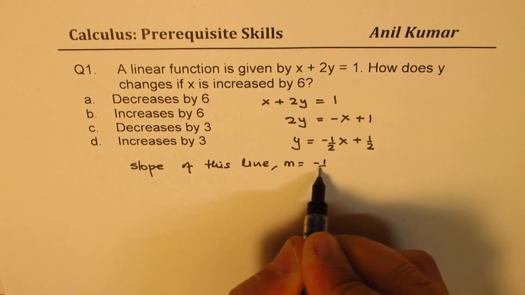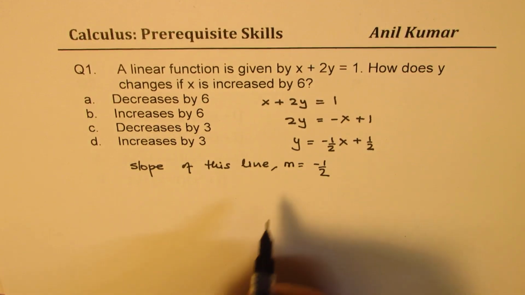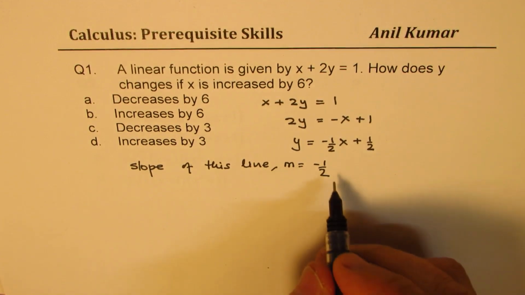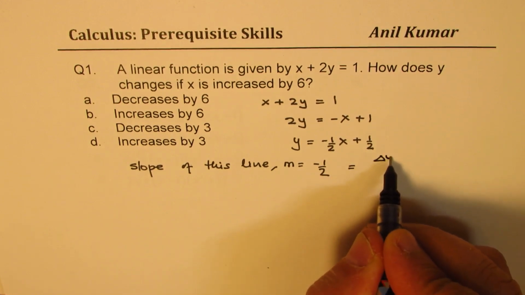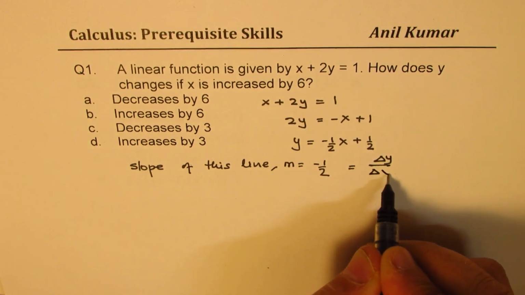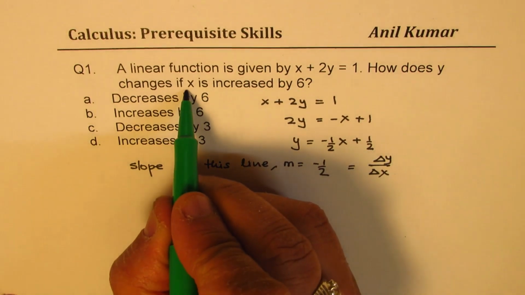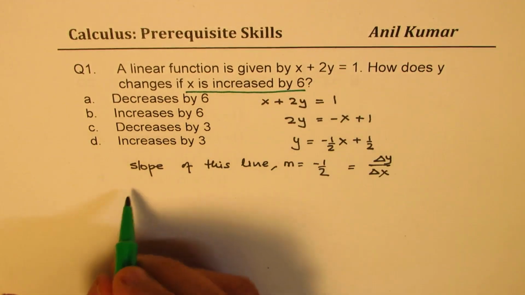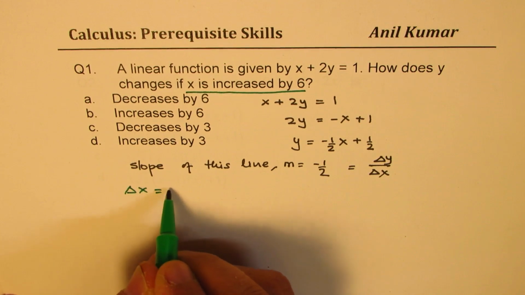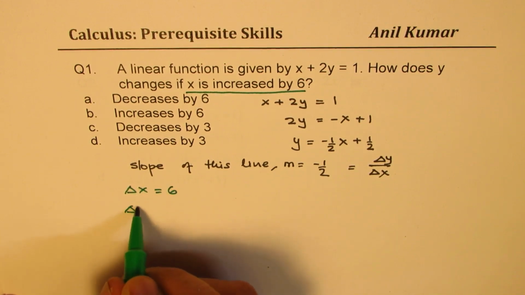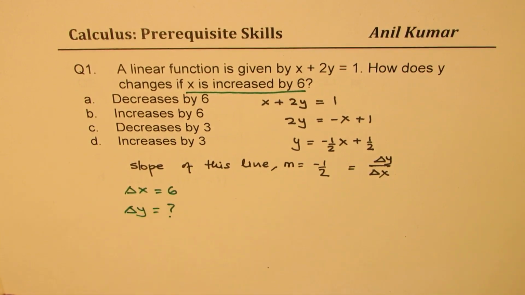Is equal to minus half. Now slope really means rate of change, right? So it means change in y over change in x is minus half, correct? So when we say x is increased by 6, that really means what? That means delta x is 6 and we need to find what delta y is.